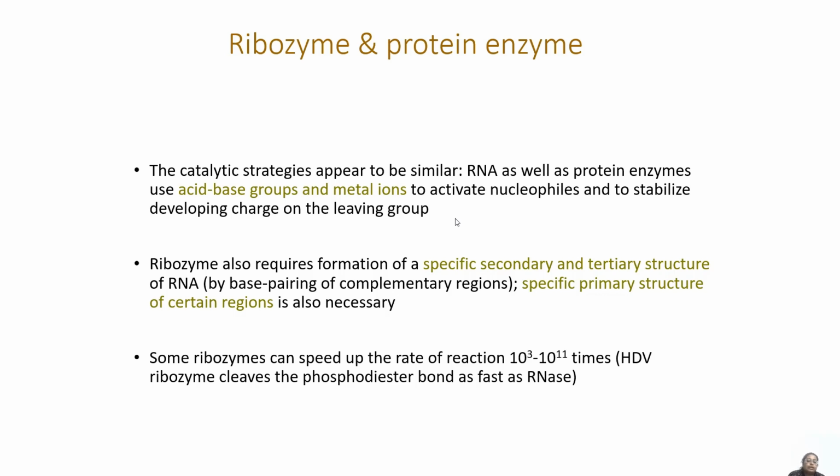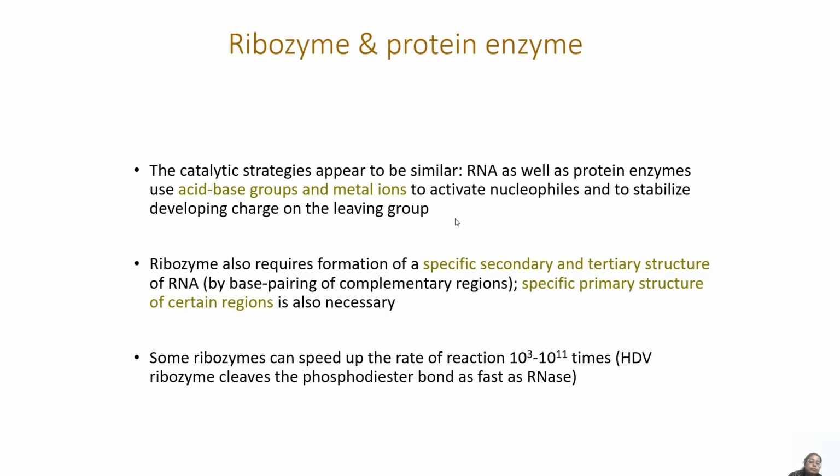The catalytic strategies appear to be similar. RNA as well as protein enzymes use acid-base groups and metal ions to activate nucleophiles and to stabilize developing charge on the leaving group. So ribozymes also require formation of a specific secondary and tertiary structure of RNA by base pairing of complementary regions. Specific primary structure of certain regions is also necessary.